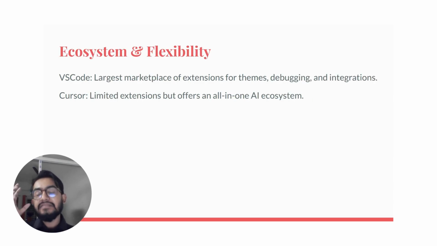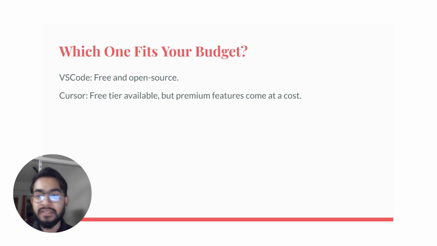And the next thing is ecosystem and flexibility. In VS Code, there is the largest marketplace of extensions for themes, debugging, and integrations. But in Cursor, there are limited extensions, but it offers an all-in-one AI ecosystem.